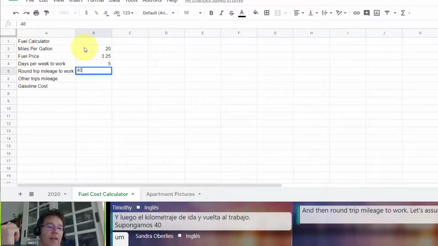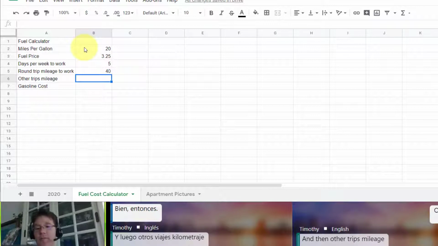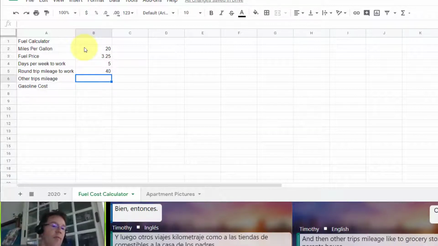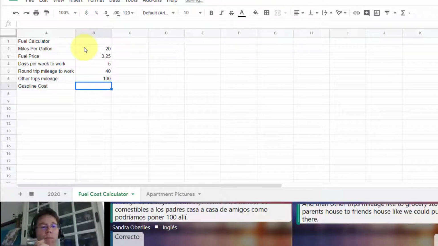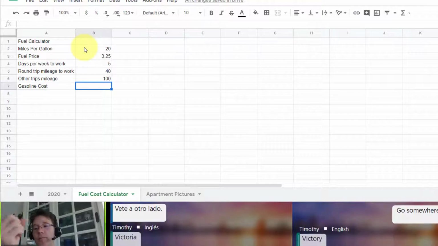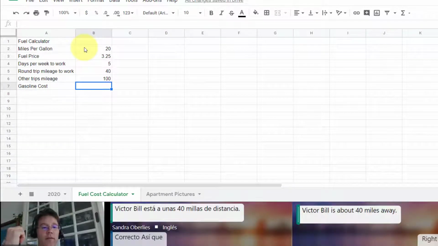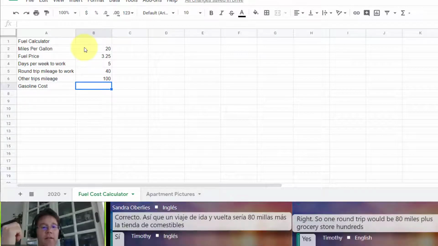Okay. And then other trips mileage, like to grocery stores, to parents' house, to friend's house, we could put 100 there. Right, because you might go to Victorville, you might go somewhere else. Victorville is about 40 miles away. Right. So one round trip would be 80 miles plus the grocery store. 100's about right. Yes. All right.